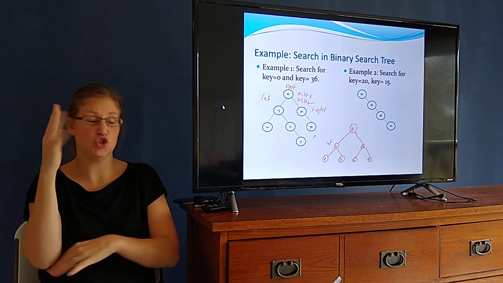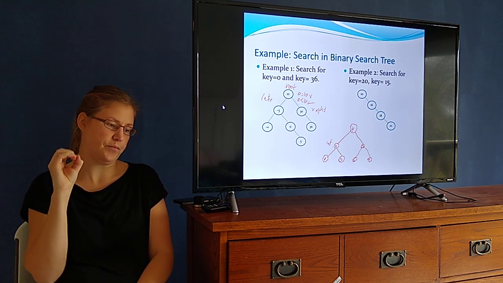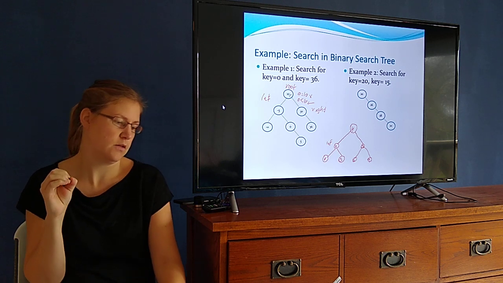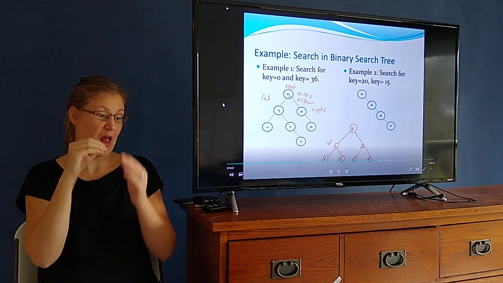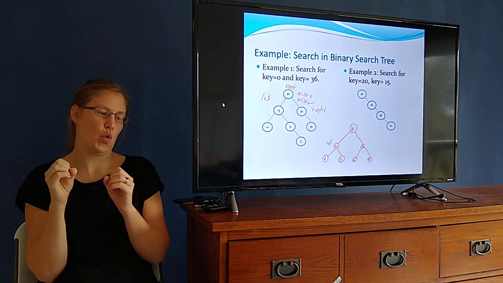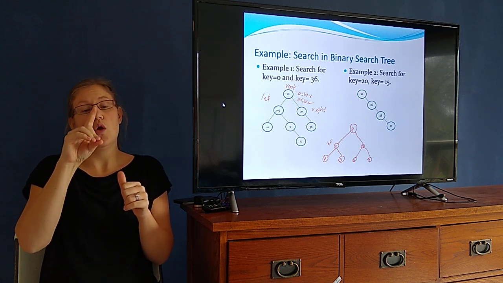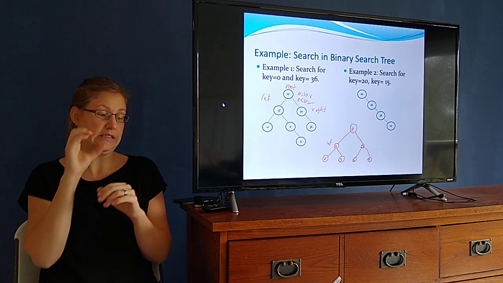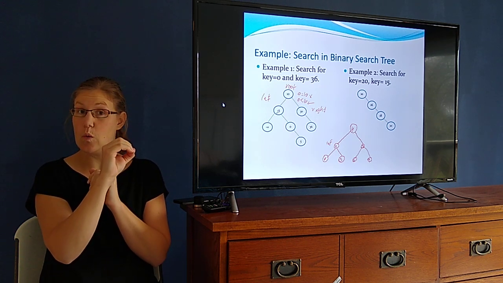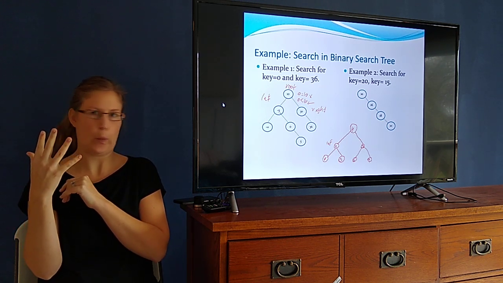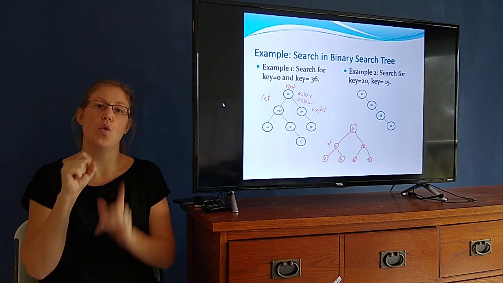Now let's go back to our example. Search for key 0. Now the key is 0. Is 0 equal to 10? No. Is 0 less than 10? Yes, so let's go to the left. Now, the first node that we are visiting. Is 0 equal to minus 5? No. Is 0 less than minus 5? No. Is 0 greater than minus 5? Yes, so go to the right.